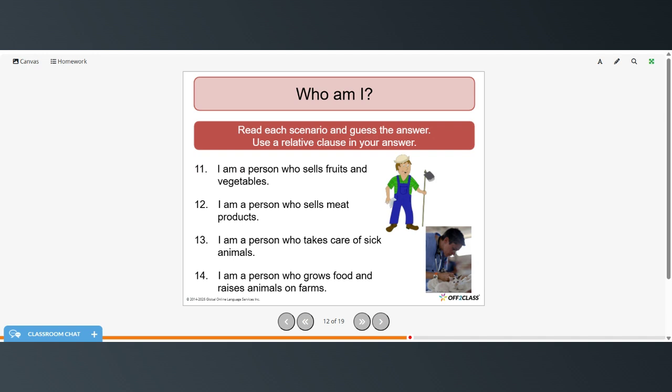Now read each scenario and guess the answer, and use a relative clause in your answer. I'm a person who sells fruits and vegetables. I am a farmer or a grocer. I'm a person who sells meat products. I'm a butcher. I'm a person who takes care of sick animals. I'm a veterinarian. And I'm a person who grows food and raises animals on the farm. I am a farmer. So the first one will be a grocer, a farmer.